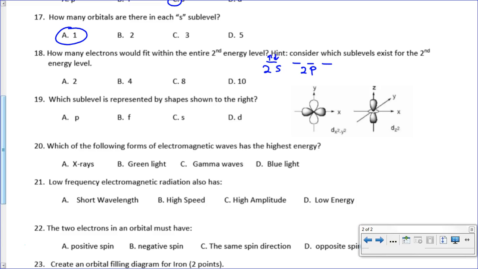Really this should go up, up, up, down, down, down. All right, we have 8 total electrons that fit within the 2s and the 2p. There's no such thing as a 2d. So in the second energy level, we only have S and P. 8 electrons fit in there.